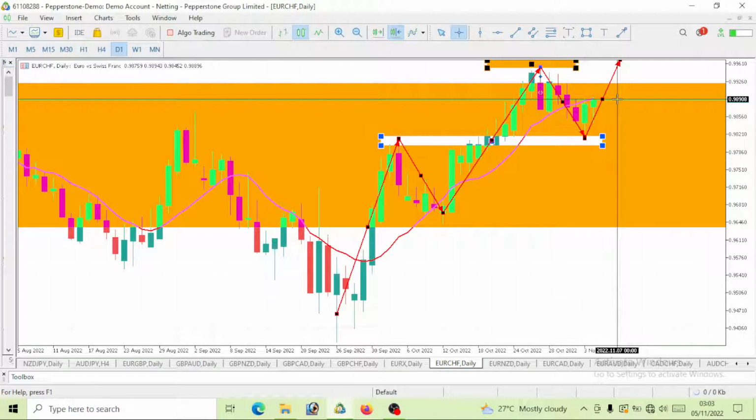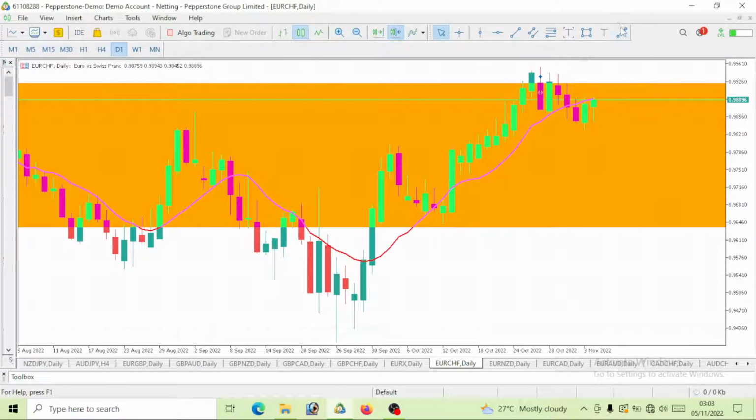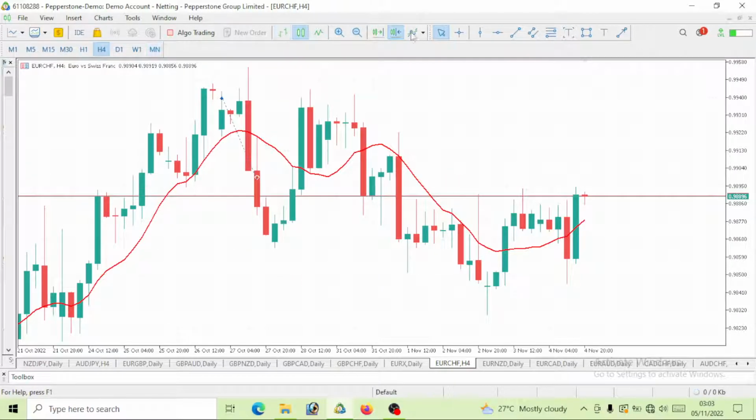So from here, if price takes out this IC, we have about close to 70 pips. 70 pips should be made, which will break this ice and continue to go bullish. Secondly, we are still above our moving average. So since we are still above our moving average, it is still a clear indication that we are on a bullish move.